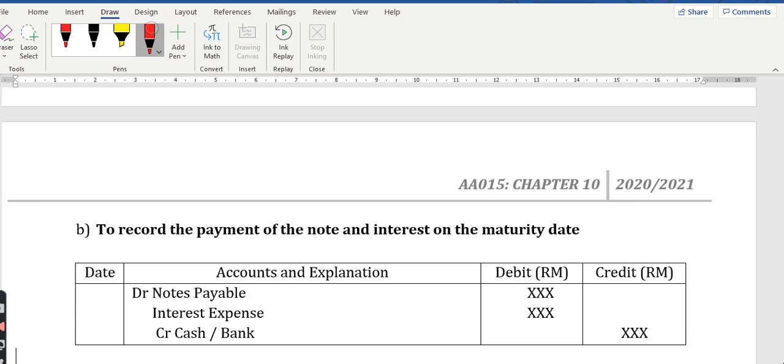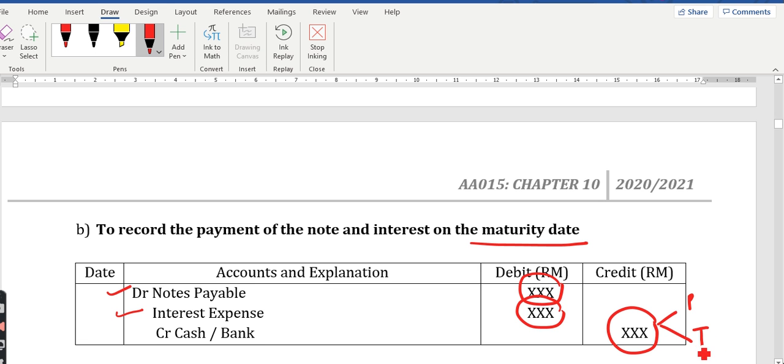to meet up with the maturity date. Okay, so you need to debit the notes payable because you are surrendering the notes payable, so you are closing the account. And at the same time you are paying for the interest. So here you are paying for the principal and you are paying for the interest as well. So the amount credited here is principal plus interest.